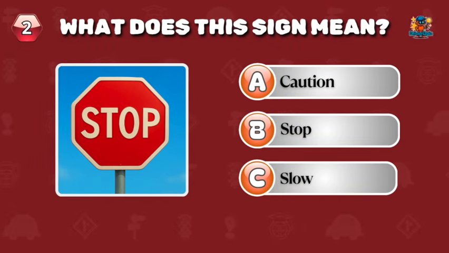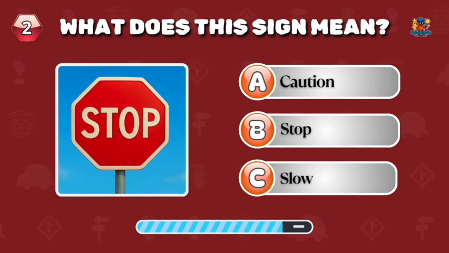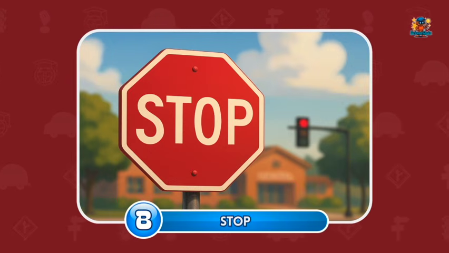Question 2. A. Caution. B. Stop. C. Slow. Stop. You must come to a full stop at the line. Yield to other cars and pedestrians before moving.